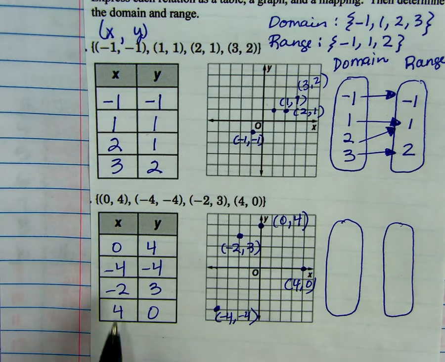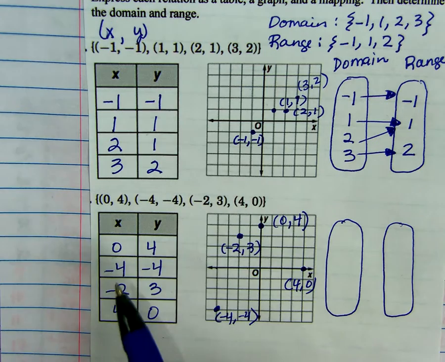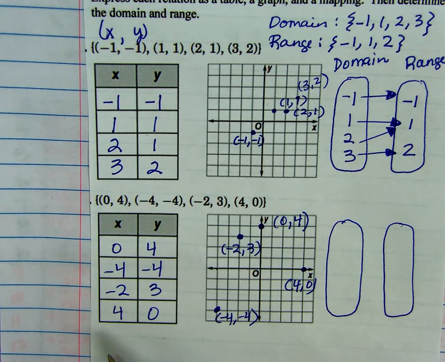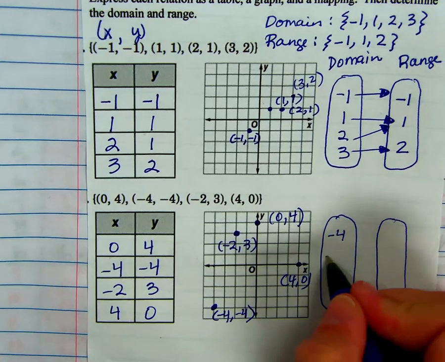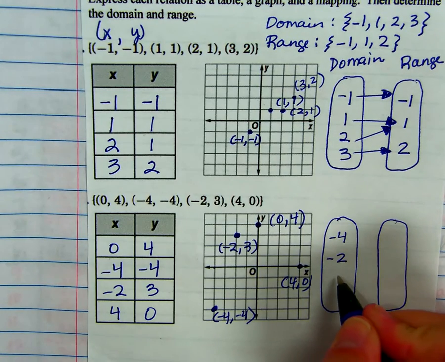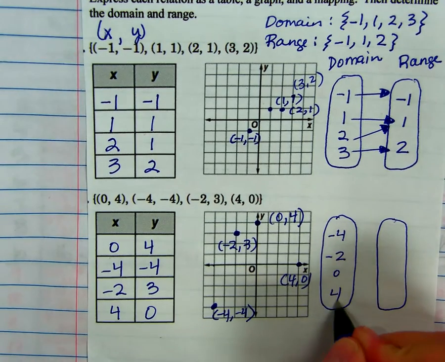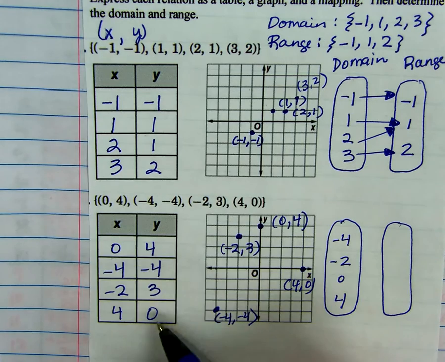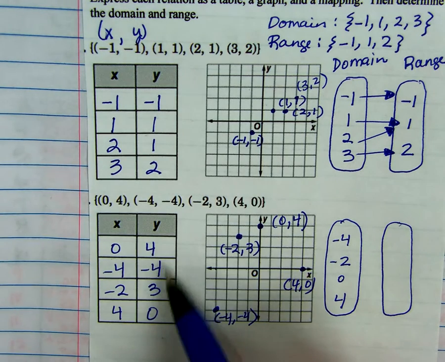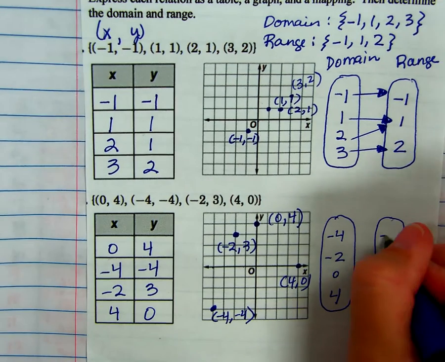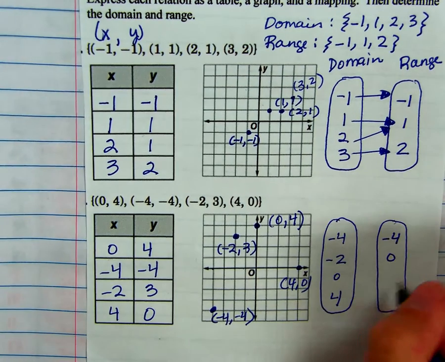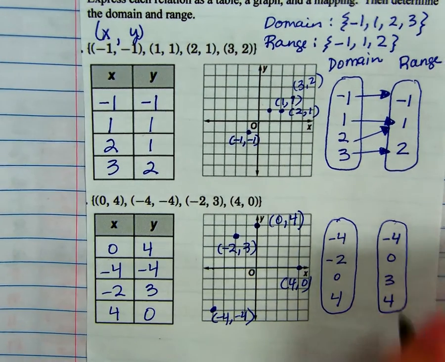Now I'm going to write my mapping. And this time I am going to go ahead, and I did it up here too, but I'm going to put my numbers in numerical order. So my smallest number is negative 4. Then I go to negative 2. Then I have 0 and 4. Then I'm going to take a look over here. Do I have any duplicates? No, I don't have any duplicates. And again, I'm going to put them in numerical order. So I'm going to go negative 4, 0, 3, 4.